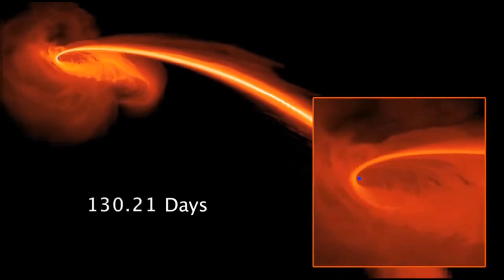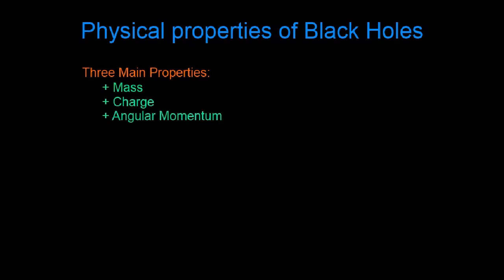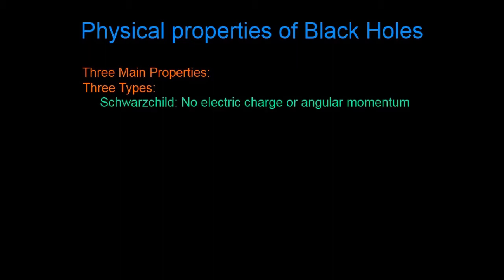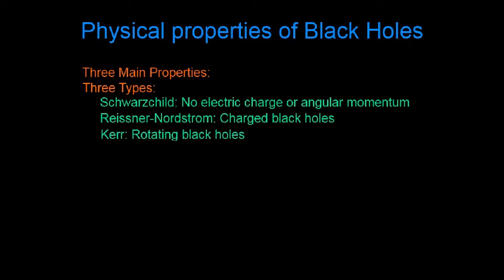The next thing we'll be talking about is the physical properties of black holes. Every black hole has three main properties: mass, charge, and angular momentum. There are also three different types: a Schwarzschild, which has no electrical charge or angular momentum, a Reissner-Nordström, charged black holes, and then you have a Kerr, which is just rotating black holes.